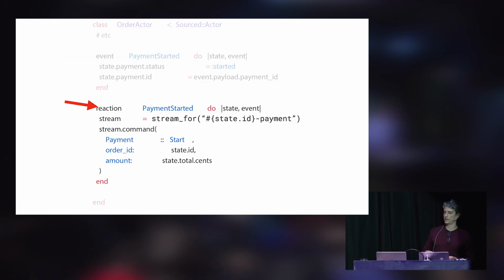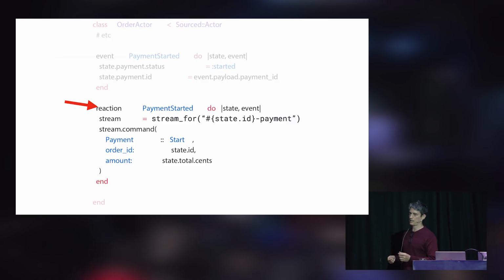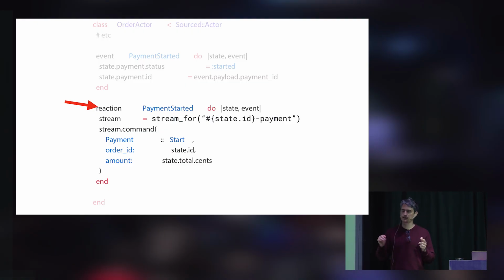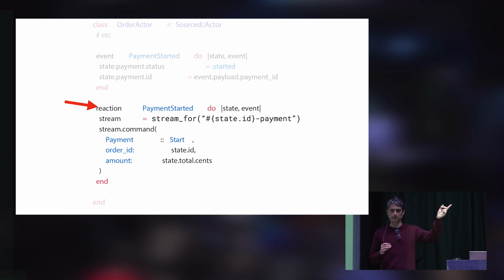So in my code, that looks like this. I already mentioned the command handlers and event handlers, and there's a third macro, and it's called the reaction handler. So here, an actor can react to its own events. After those events have been committed to history, I can now react to them. I can actually also react to some other actors' events. So here, I'm listening to my own payment started event, and in the block, I get the current state of the order and the event itself.